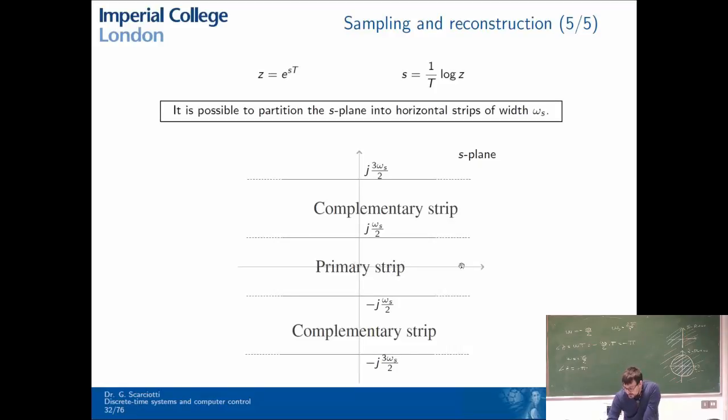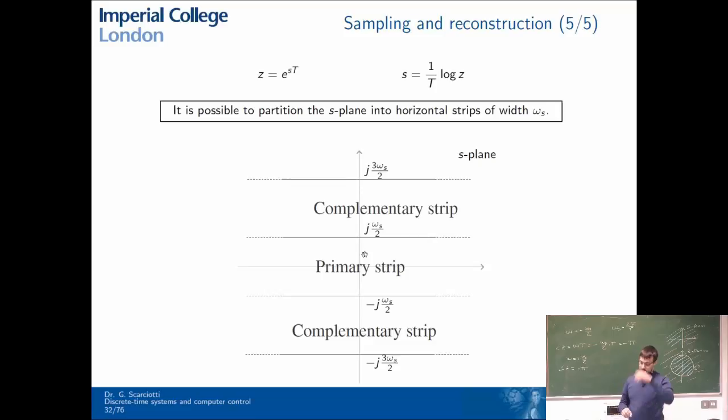So the primary strip is that strip that is mapped one-to-one with the z domain. So if a point appears in the primary strip, that is mapped to a point in the z domain. And all the points that appear in the primary strip are mapped to different points in the z domain. The problem is that if we have points that appear in the complementary strip, those points are mapped to the same point appearing in the primary strip.